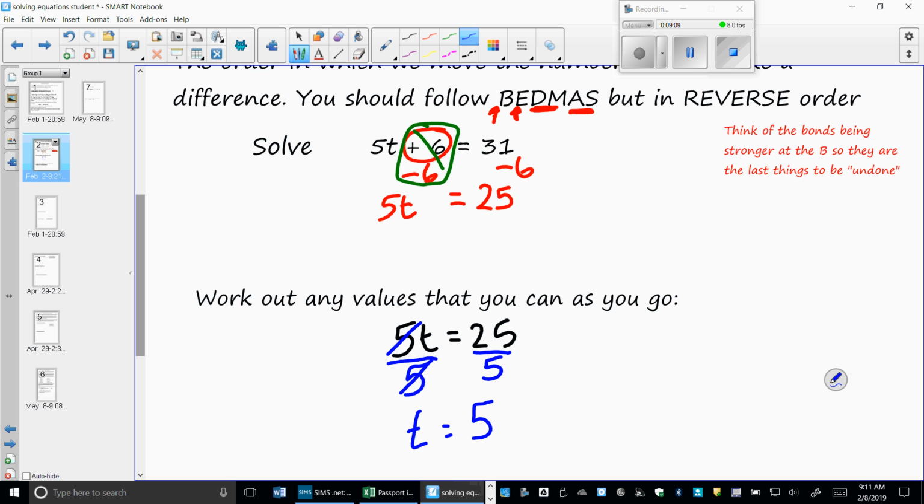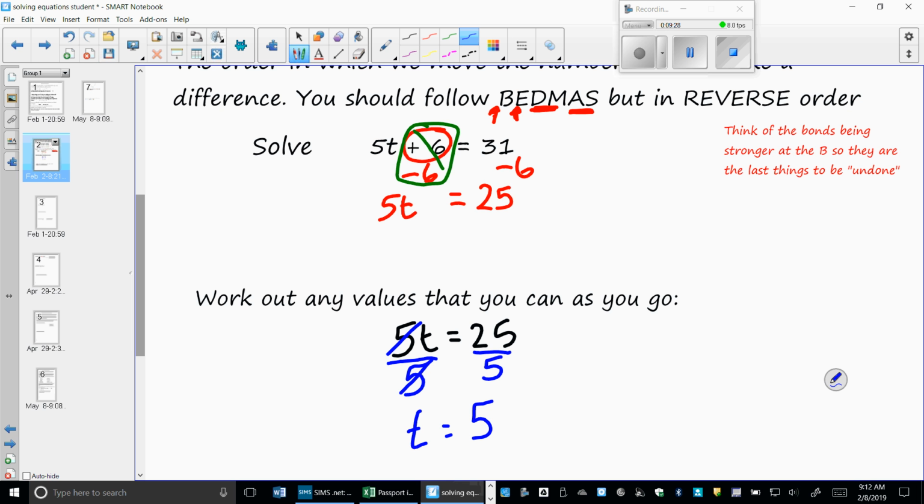But wait, what did you get? The t equals 5. What did you get? No, sweetheart, because this time it's 25 divided by 5. We could only cancel them out here because these were being multiplied. And now you have to go to the actual question again?